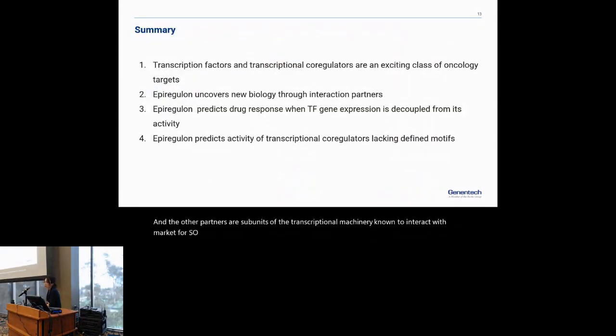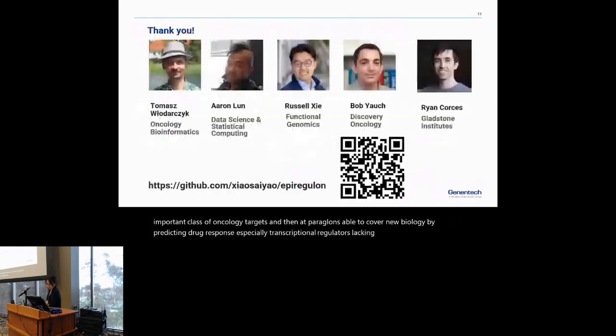So in summary, hopefully I've shown you that transcription factors and co-regulators are an important class of oncology targets. And Epiregulon is able to cover new biology by predicting drug response, especially for transcriptional co-regulators lacking motifs.